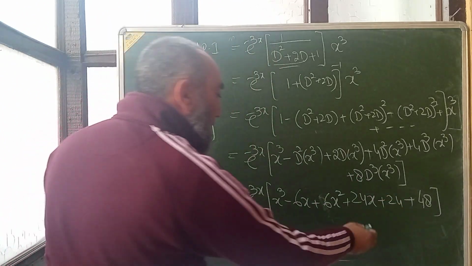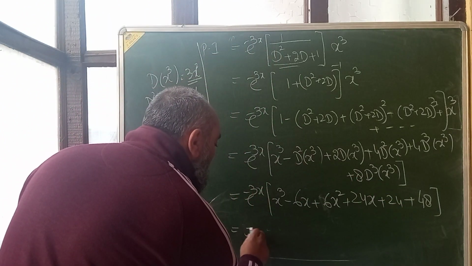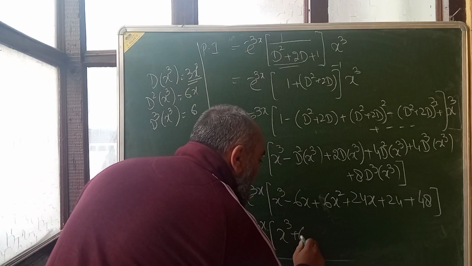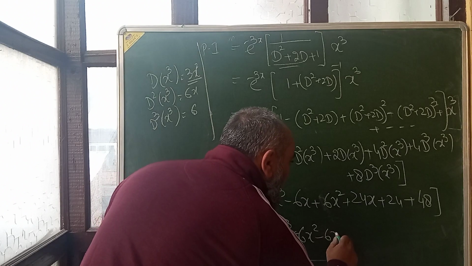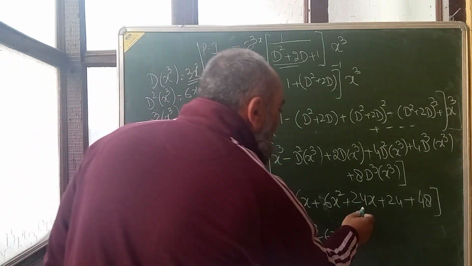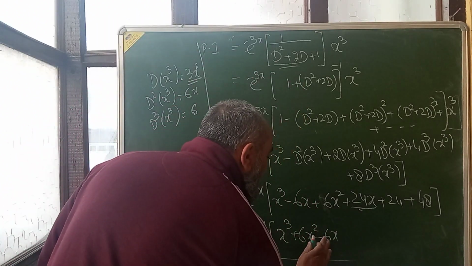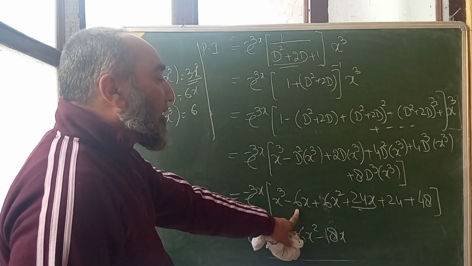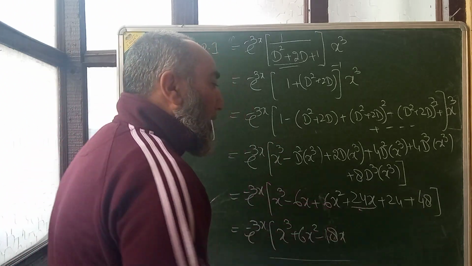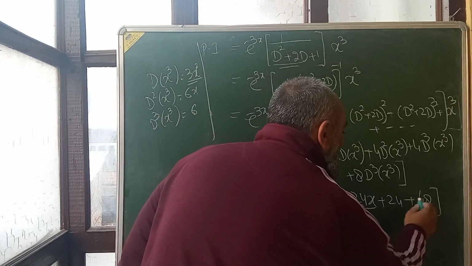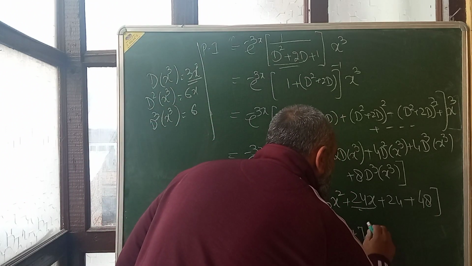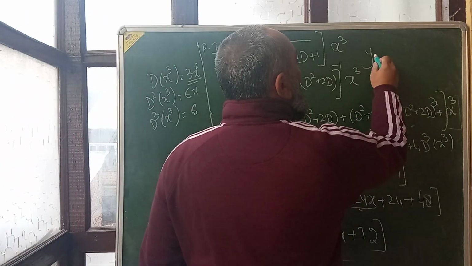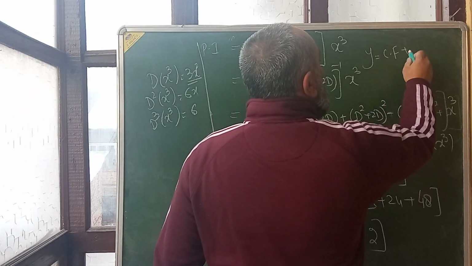Now we can simplify it. This is e to the power minus 3x times x cube plus 6x square minus 6x. Oh, sorry, 24. It is 18x. You see, you have minus 6x plus 24x. And plus 8 times 6, 48, 24, 72. This is the particular integral. And your general solution is CF plus PI.